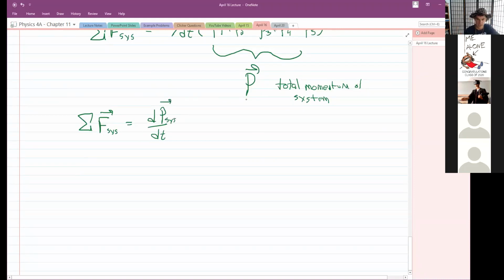Now, here's where this gets a little bit fun. Just like before, I have my system. Anything that's not the system is the environment. And any forces that the environment exerts on the system is an external force. So my system, I can consider to have both internal forces. Well, actually, let me do this a different way.